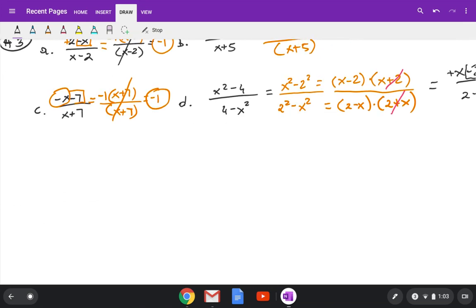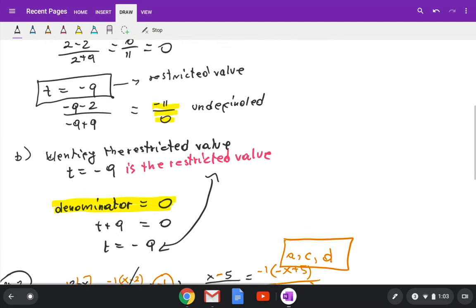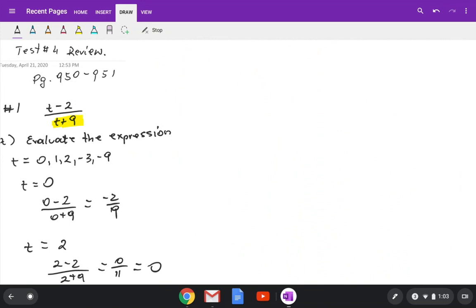Okay, next one, it's number 5. From the review, in number 5, identify the restricted value. So we have h plus 7 over 3h plus 1 times h plus 7. So again, don't forget that I'm solving the problems from the review exercise. That's the review exercise from page 955.